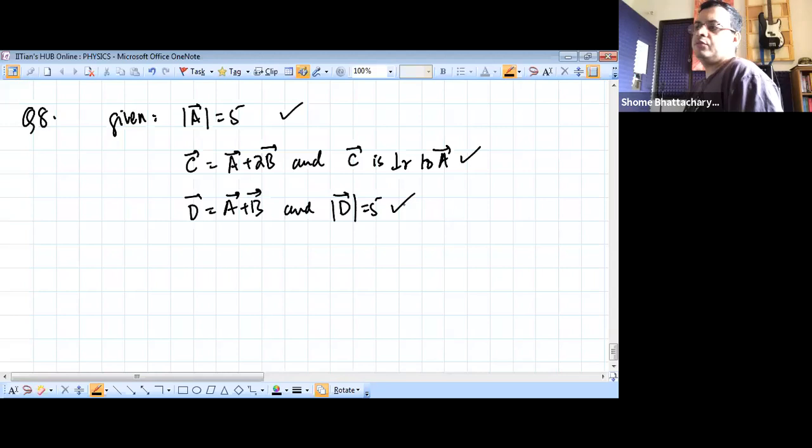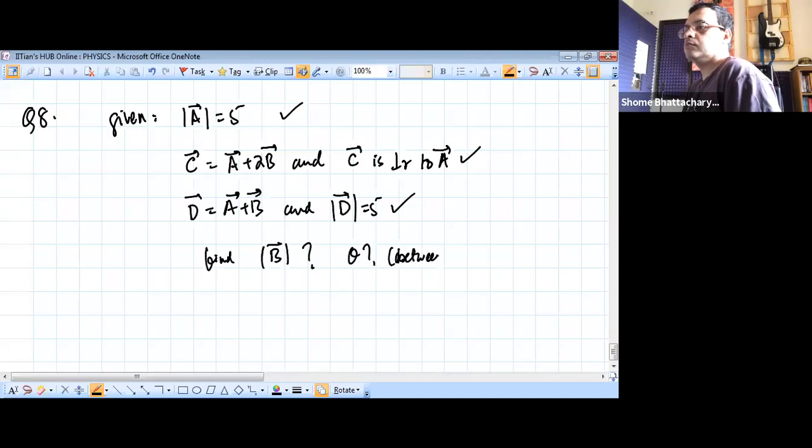So these three types of information are given to us. Okay, and from this we have to find out the magnitude of B, okay, the angle theta between A and B, the magnitude of the vector C also. I think so many different things we have to calculate.